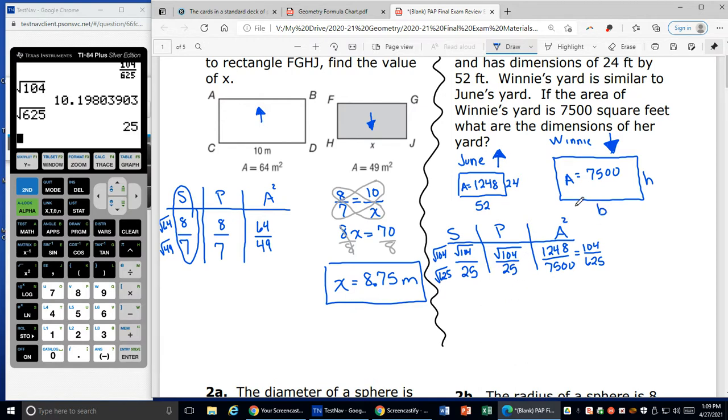Okay? So if I'm trying to find the side lengths, I can use S for scale factor or S for side to do my comparison. So I know the square root of 104 to 25 is what my sides will reduce to. So if I want to find the base length of Winnie's yard, I'm going to compare that to the base length of June's yard, where June's going to go on top because that's where my up arrow is. And Winnie's going to go on the bottom because that's where my down arrow is. And then I'm going to cross multiply. B times the square root of 104 equals 52 times 25.